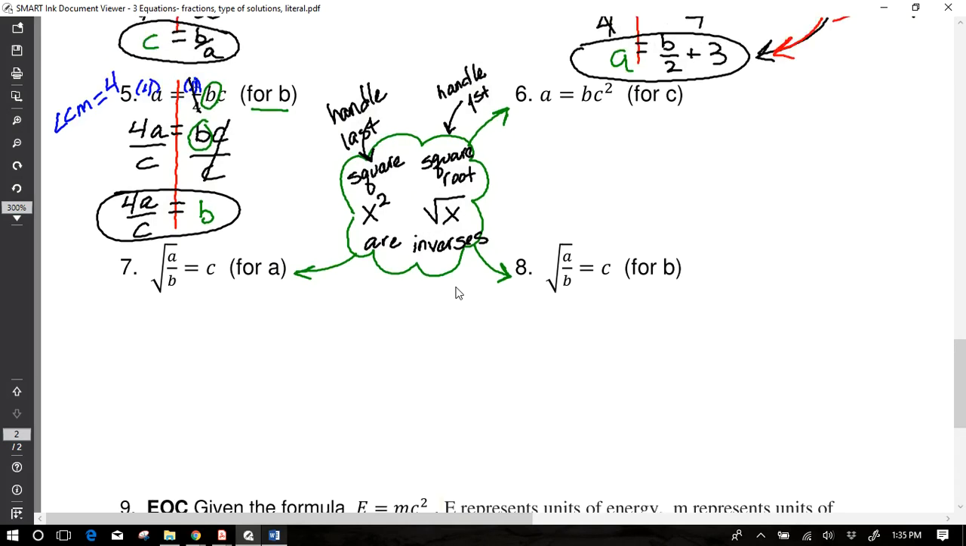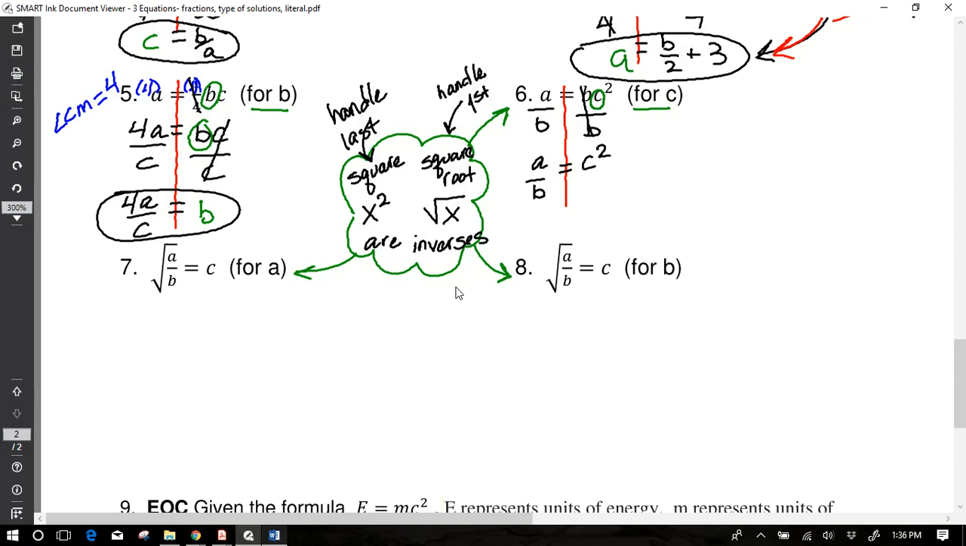Okay, so let's do number 6. I see that I'm solving for the letter C, so I'm going to circle the letter C. And I'm going to draw my rose line. My first step is to start trying to get that C by itself, so let's divide both sides by B. Divide both sides by B because they're being multiplied. And now I have C squared equals A over B.